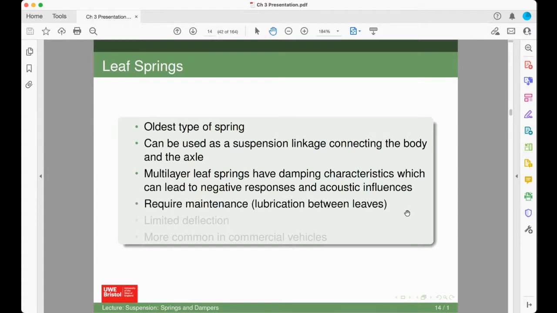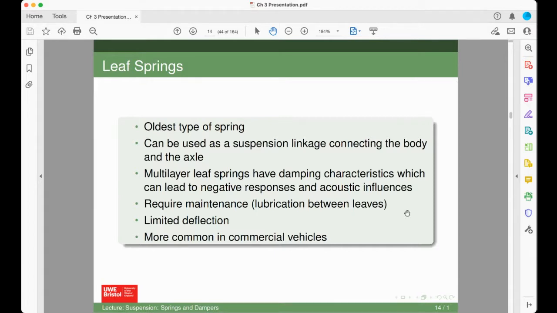So obviously you need to lubricate between the leaves. You've got quite limited deflection. But like I said, because of their cheap and simple construction, you're more likely to find them in commercial vehicles. If you look at some light small goods vehicles, vans, and those sorts of things, with either a solid rear axle or just a simple linkage between the two, you'll often find leaf springs.